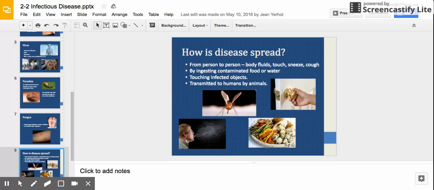If someone sneezes on a door handle and then you use that same doorknob, you can pick up that pathogen. And disease can also be transmitted to humans by animals. One example is rabies.